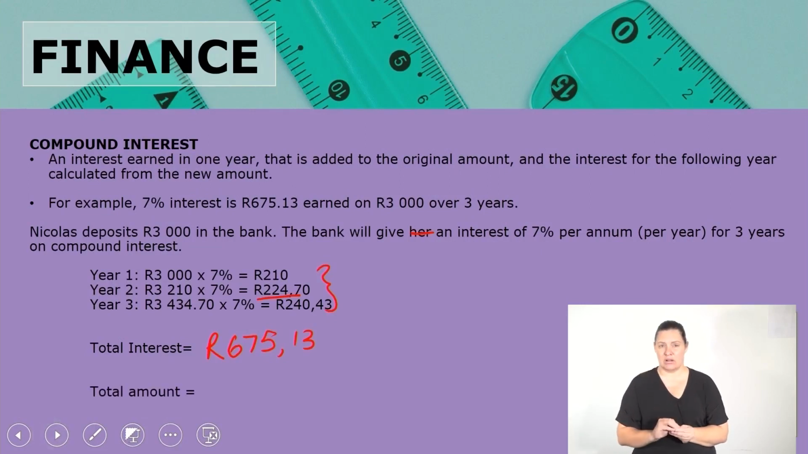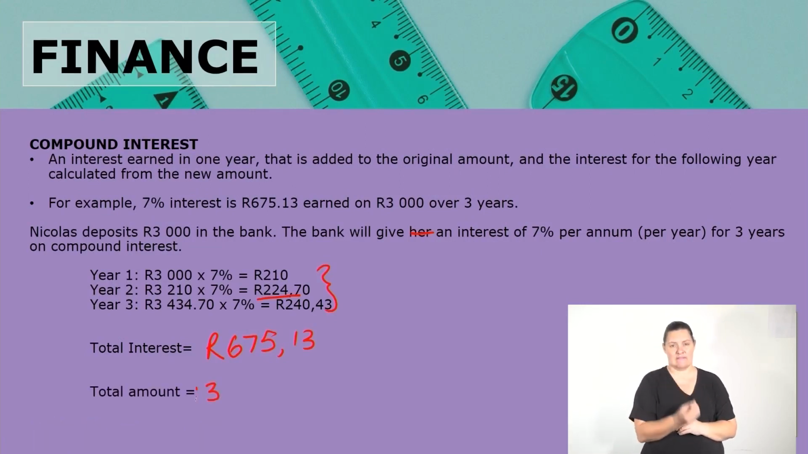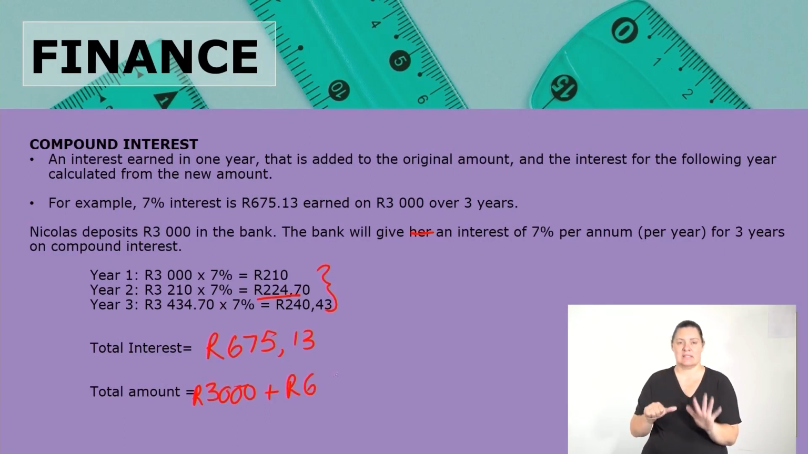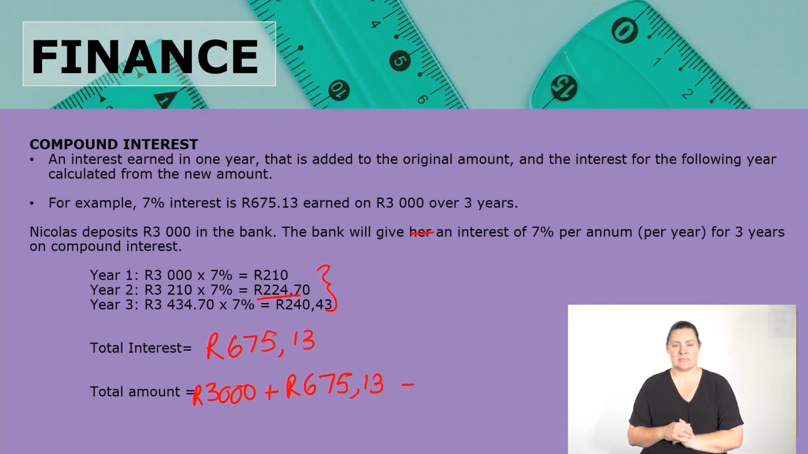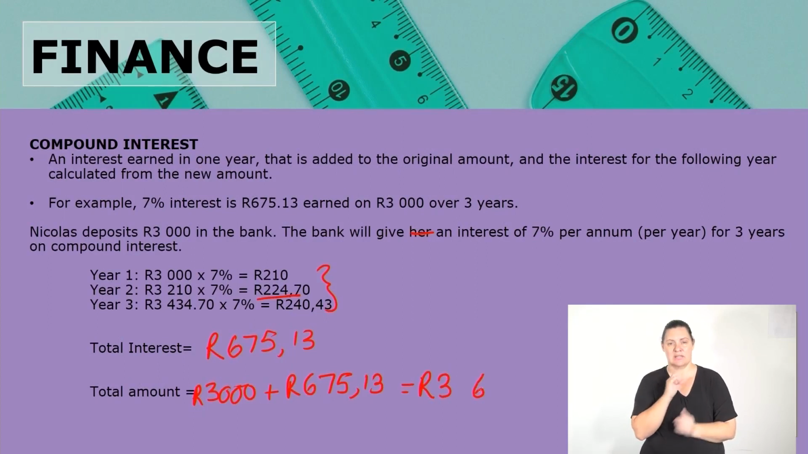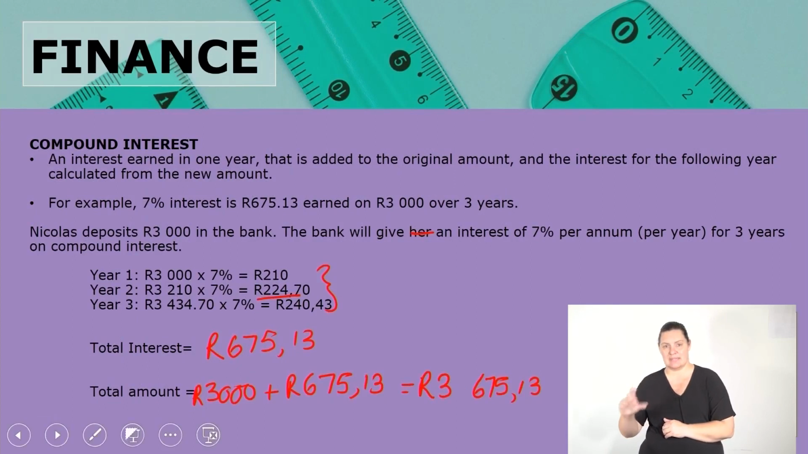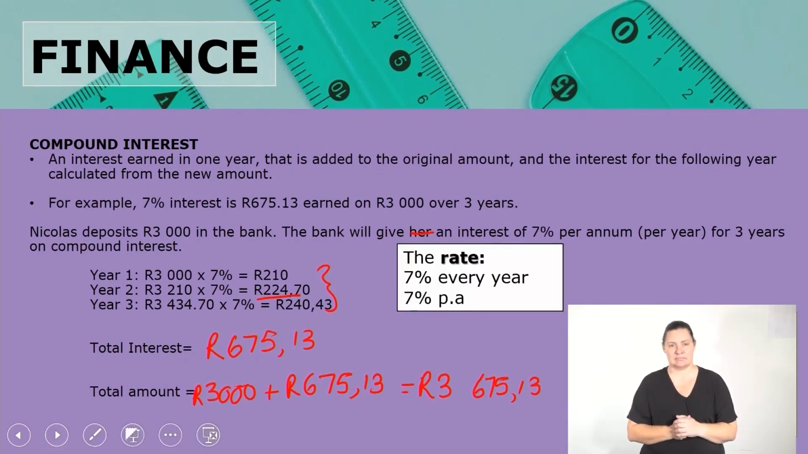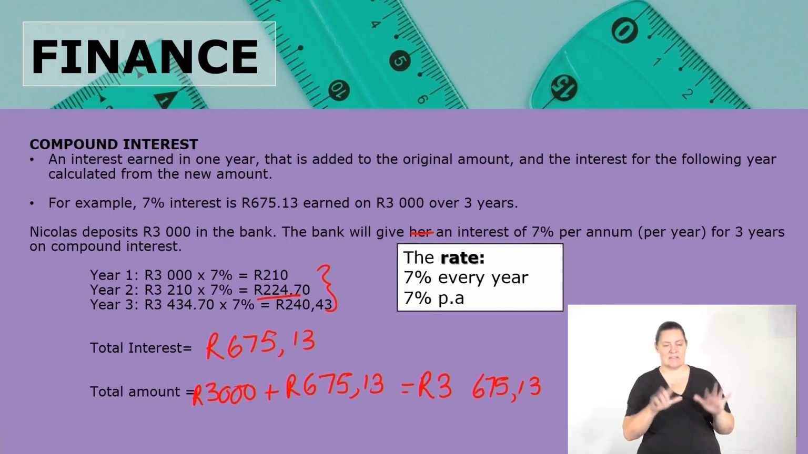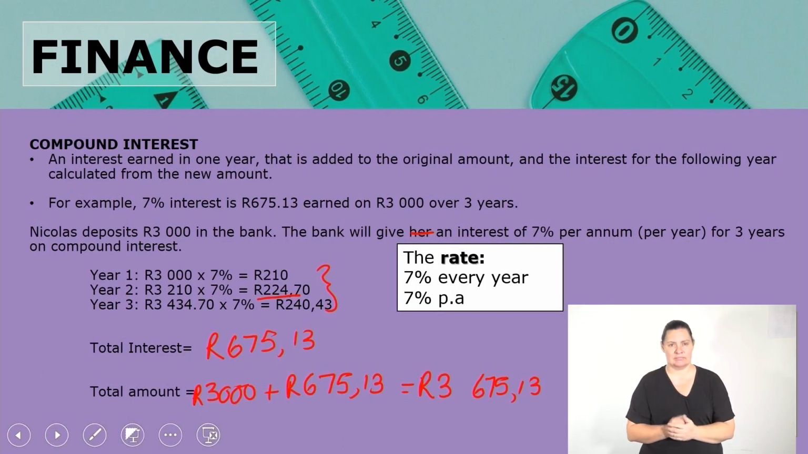So what is the total amount that Nicholas has in his bank account? So the total amount, remember, he originally had 3,000 rands. Now we are adding the interest that he received, which is 675 rands and 13 cents. And that gives us a total of 3,675 rands and 13 cents. Let's look at the rate. So the rate here is just 7% every year, and that's 7% per annum. Let's move on to the next slide.